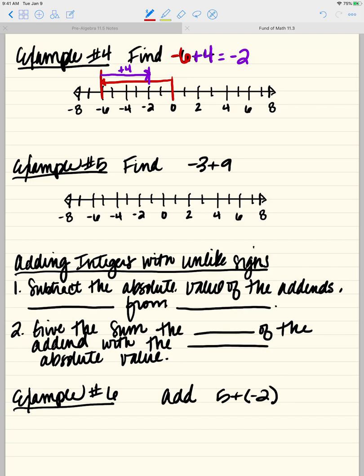How about -3 plus +9? Start at 0. -3 means I move 3 units to the left.